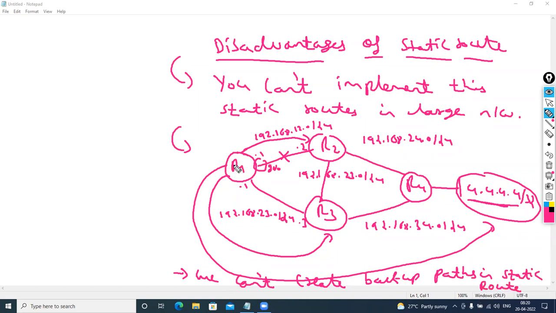So you need to go to R1 and manually change the next hop IP. Clear?